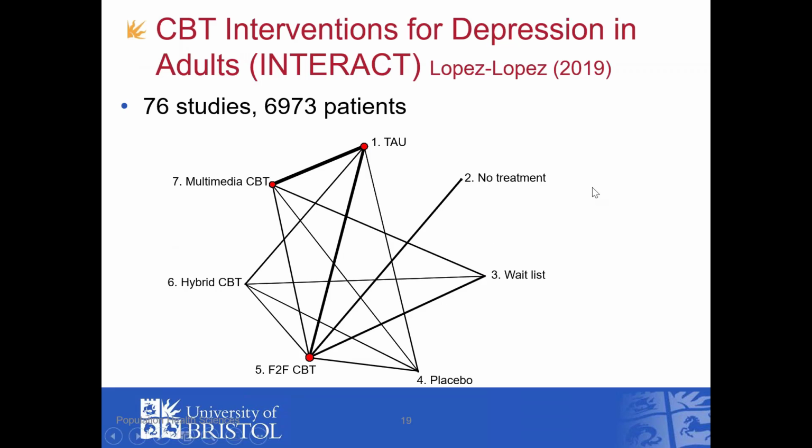Okay, another example briefly that we looked at is CBT interventions for adults with depression. This is the INTERACT study, published by Lopez. This is showing you the network meta-analysis plot for the evidence that we had available to us. The CBT is kind of the active interventions, and they were split into 3 different categories: those that were face-to-face, those that had multimedia, and those that were a mixture, a hybrid between multimedia and face-to-face.